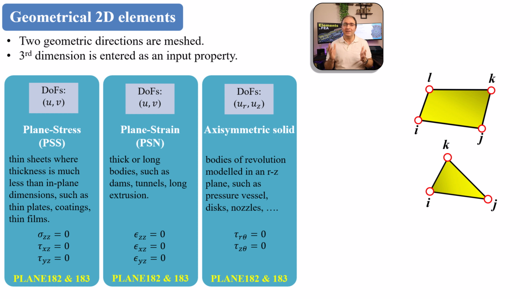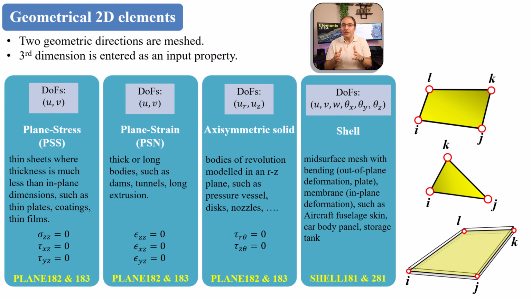Finally, for 2-dimensional elements, let's talk about shell elements. Shell elements have 6 degrees of freedom per node, translations, U, V, W, and rotations, theta x, theta y, and theta z. Shells are technically 3D elements, but are considered 2D because they mesh surface with a defined thickness. In ANSYS, shell 181 and 281 are typical shell elements. For shells, you can choose whether the midplane, top, or bottom faces represent the geometry.